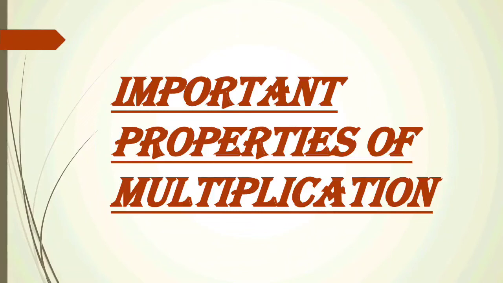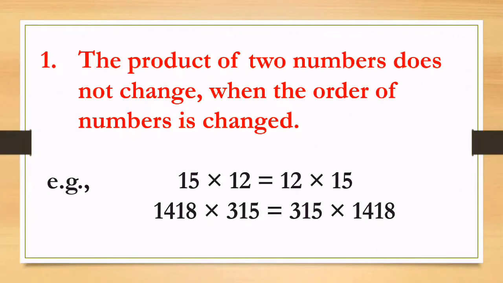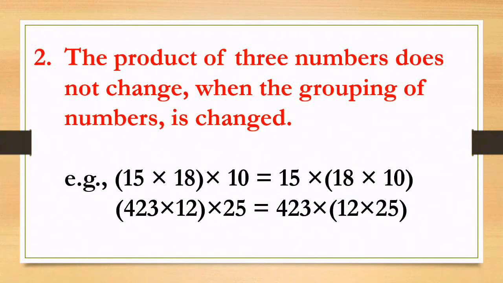Let's review some important properties of multiplication. So, the first property is the product of two numbers does not change when the order of numbers is changed. For example, if we multiply 15 by 12, we will get the same product if we change the order of these two numbers. Second, the product of three numbers does not change when the grouping of numbers is changed. It doesn't matter whether we change the grouping of a number or not, we will get the same product.